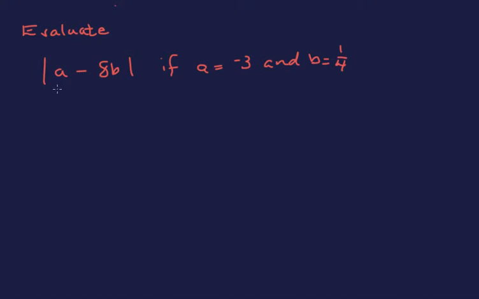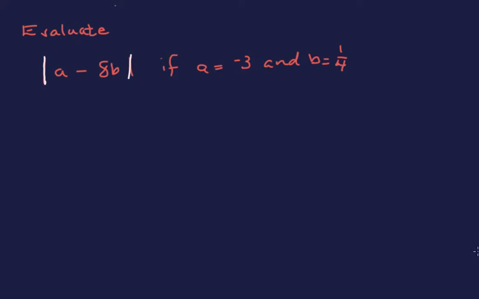And first problem was evaluate the absolute value. That's those bars right there. Let's see, the absolute value. I'll just draw right over it. The absolute value of a minus 8b if a is -3 and b is 1/4. And that's what it says.